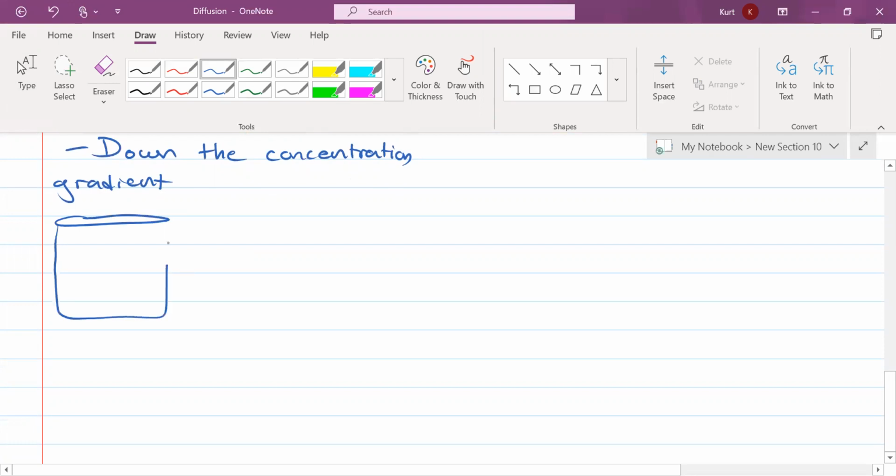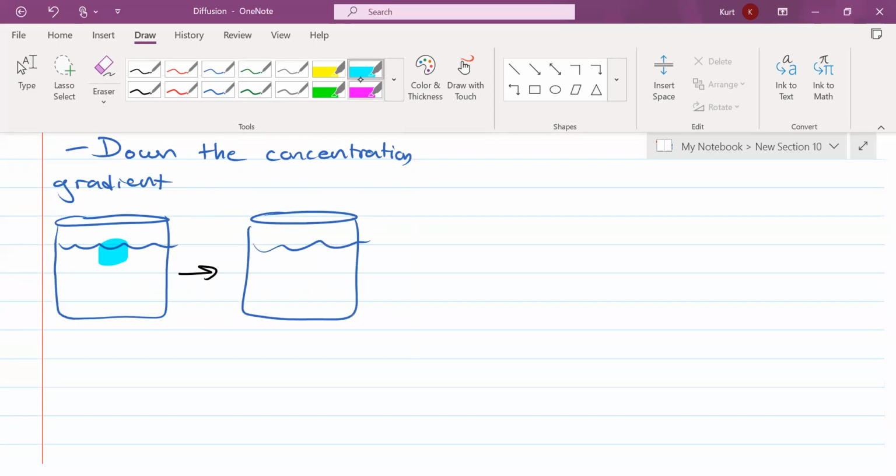So here's what we just did. Here's a beaker, and I dropped in some food coloring right there. That area right there is going to be really high. Give it a couple minutes, and before you know it, the whole thing is going to be equalized.